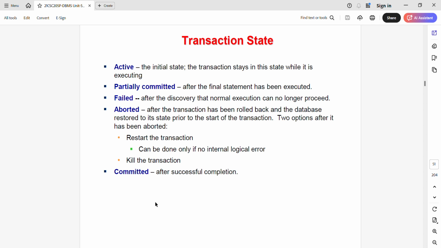Then aborted. Aborted means after the transaction has been rolled back, the database is restored to its state prior to the start of the transaction. So there are two options after it has been aborted: either we can restart the transaction or we can kill the transaction. Fifth one is committed. Committed means after successful completion. We have discussed 3 SQL statements related to transactions: one is commit, second is rollback, and third is savepoint.